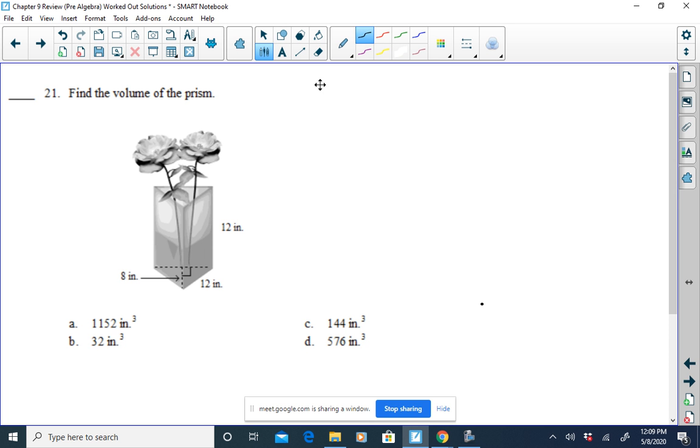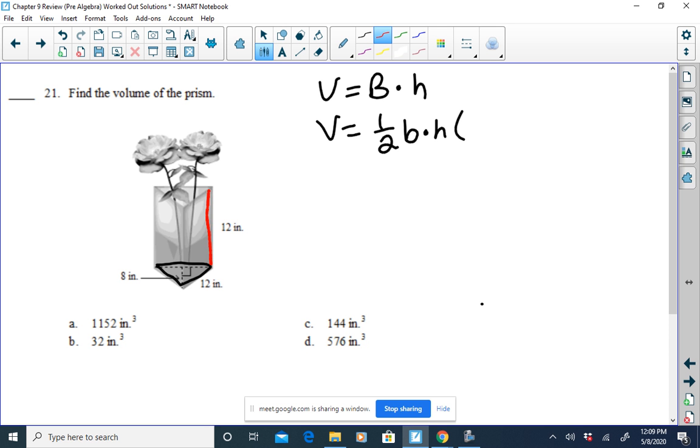All right, so we're looking for volume here. Volume is going to be the base area times the height. Because that base area is a triangle, that's going to be 1/2 base times height. But then we have to multiply that by the height of the prism. Sometimes I'll just make a capital H for that height. So we have the base area times the height.